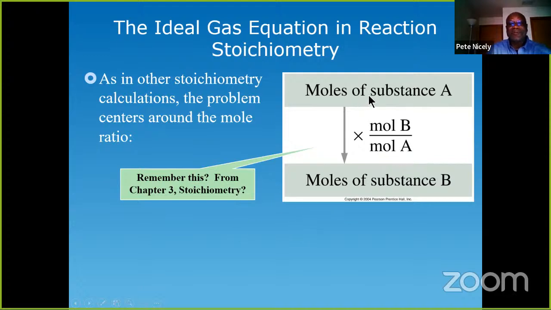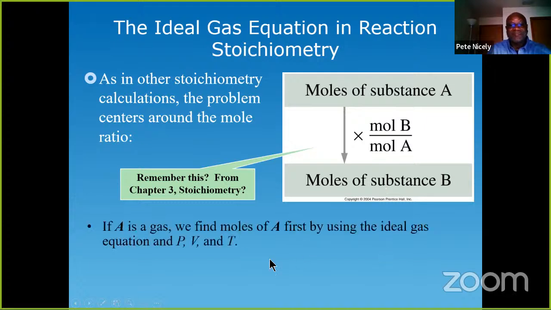And of course, you may have to do some calculations before we get to the moles of substance A, and some calculations after we get to the moles of substance B, right? Now, when it comes to gas stoichiometric problems, we have to use the ideal gas equation if we are given the pressure, volume, and temperature of the gas. So for gas A, if we have P, V, and T, then we can use the ideal gas equation to find n, which is the moles of substance A. And then we multiply by the mole ratio to get the moles of substance B.